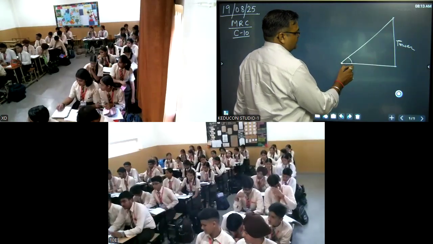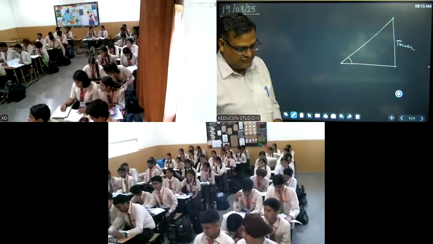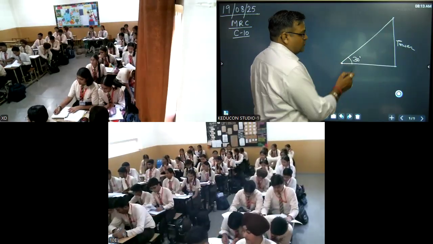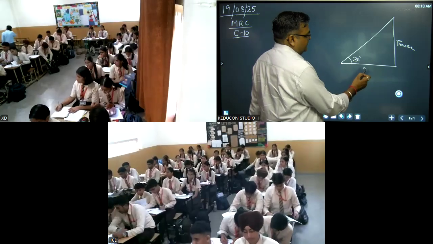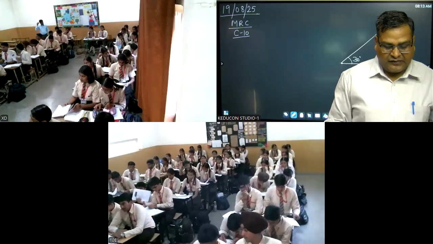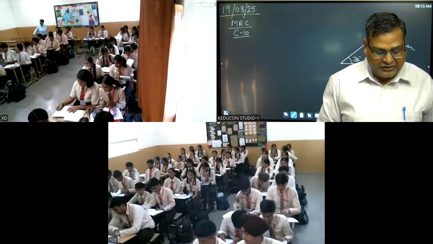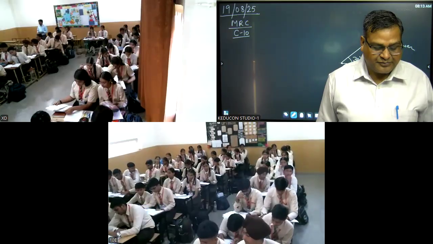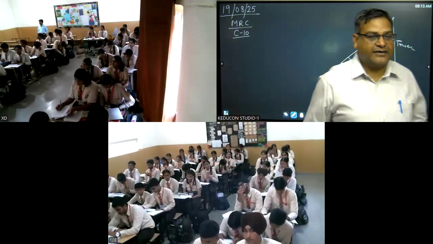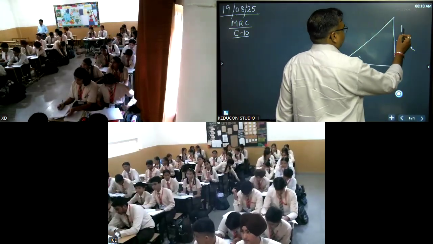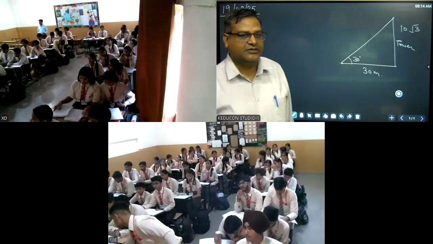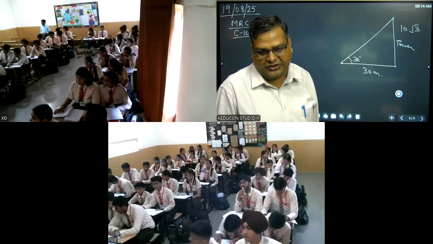We have to check whether the angle of elevation of the top of the tower from a point on the ground which is 30 meter away from the foot of the tower is 30 degree and height of the tower is 10 root 3. We have to check whether this information is correct or not.